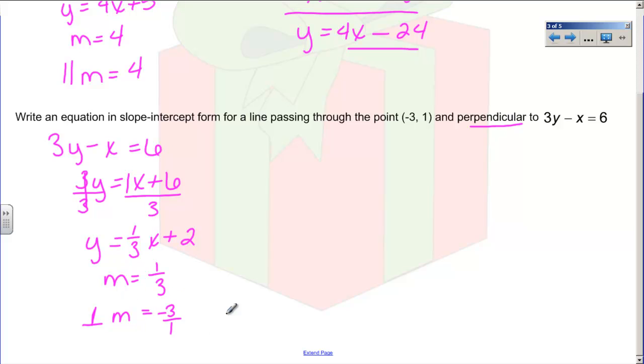So this is my perpendicular slope. I flipped this and I changed the sign. So now instead of positive, I have a negative, and they're reciprocal. So this is the slope I want to use.